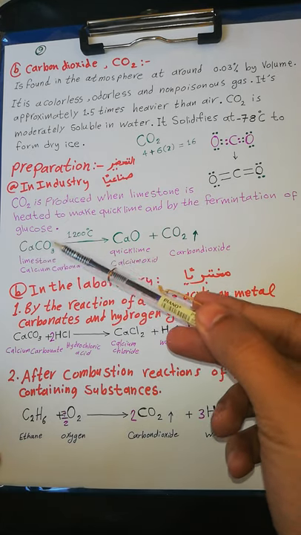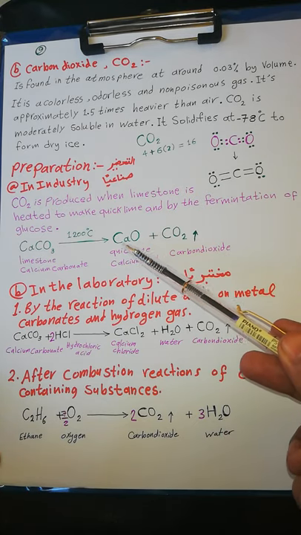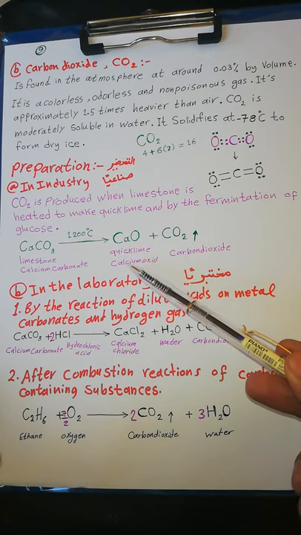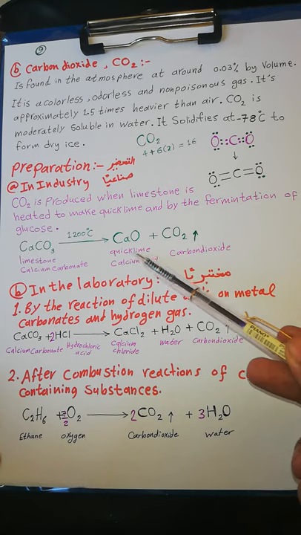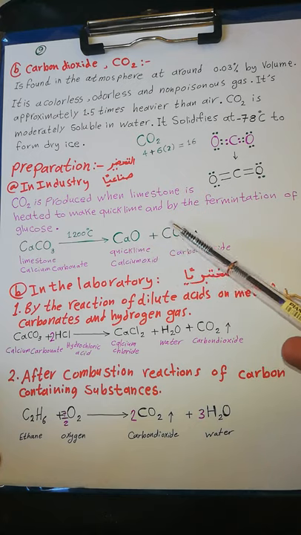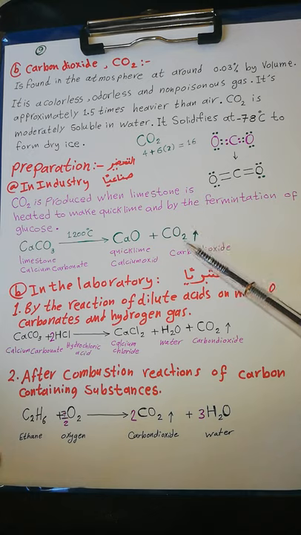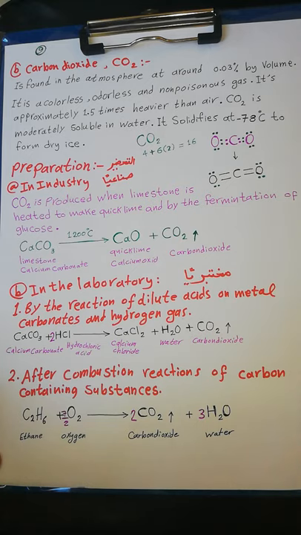CaCO3, when heated to 1200 centigrade, will give us CaO, calcium oxide. This is the systematic name. Quick lime is the common name. Plus CO2, carbon dioxide, with an arrow pointing up. This means that CO2 is a gas, because when the arrow points up, the substance produced is a gas that will rise.